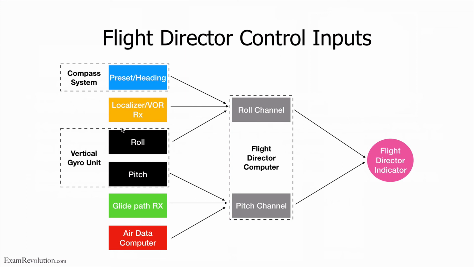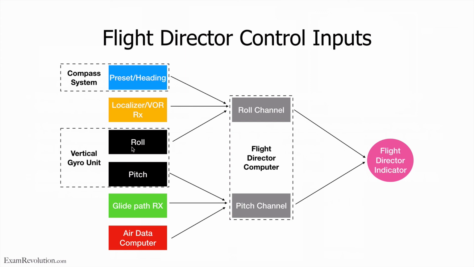Then you get your vertical gyro unit. Now, the vertical gyro unit comprises of a roll gyro and also a pitch gyro. This is your AH. So if you're rolling, for instance, that gets sent to the roll channel, and then that once again gets sent to the flight director indicator.